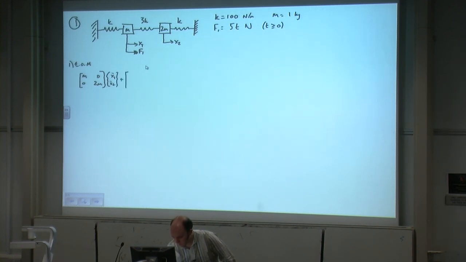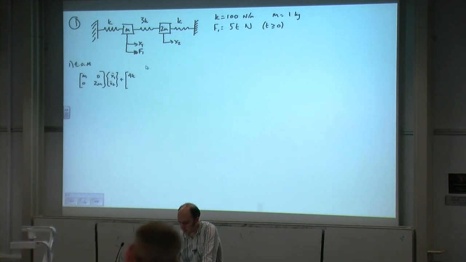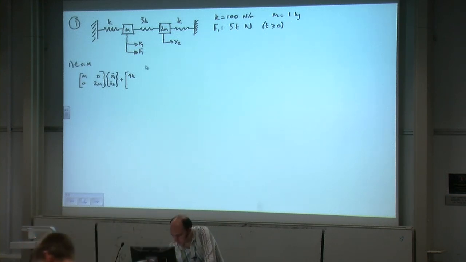plus, and then we have our stiffness matrix. There's no damping. So the first box is the sum of the stiffnesses connecting each mass to ground or to another mass, and so here we have 4K. And then for the second mass we've got 4K as well. And for the spring between the two masses, we've got minus 3K and minus 3K. And that's multiplied by displacement, x1 and x2.